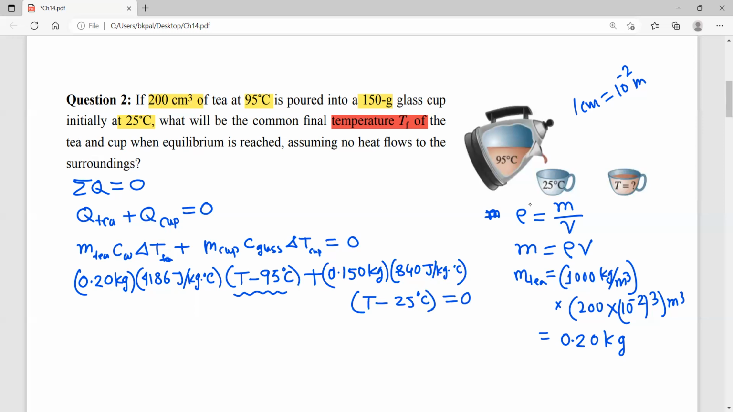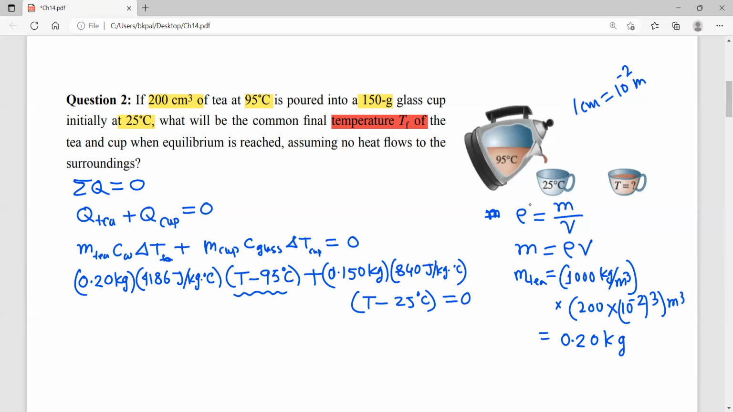So you will see that the first term is negative because the final temperature is lower than 95 degrees Celsius. And that tells us that the heat is leaving from the T, and the second term is positive, and that tells us that heat is entering the cup. So we'll be using these equations and solve it for T.